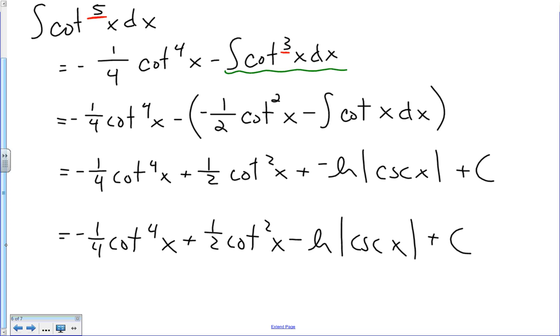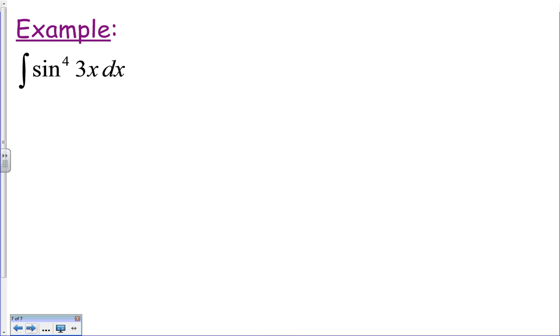All right, so let's take a look at one more example. This one's not in the book here, but we're going to integrate sine to the 4th of 3x. So this one is going to have an even power, first of all. So we'll see a little bit different procedure at the end. When it was an odd power, you eventually got down to a power of 1 on our trig function. Here we're going to eventually get down to a power of 0.